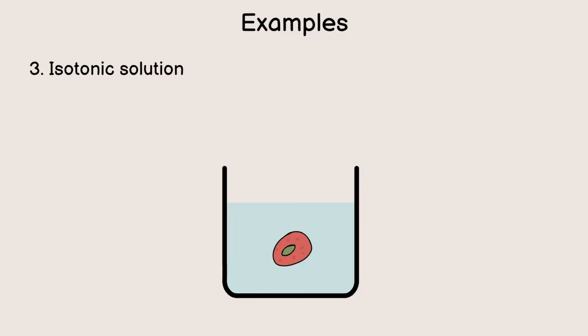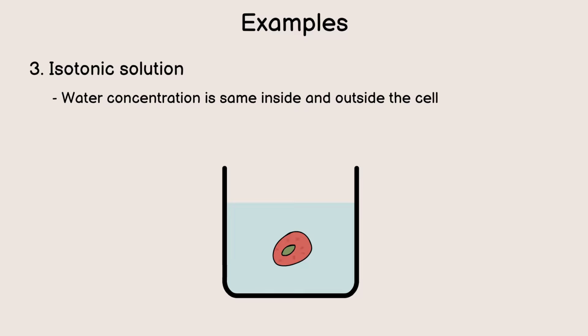There is also a case of isotonic solution where the water concentration is the same inside and outside the cell. In this case, water moves in and out at the same rate, and the cell stays healthy and stable.